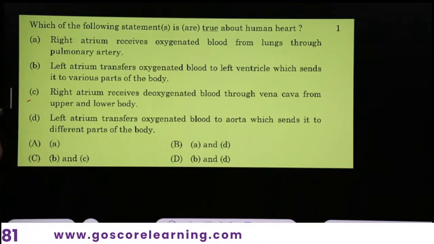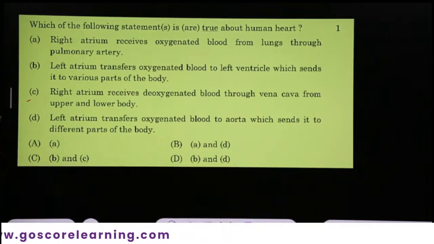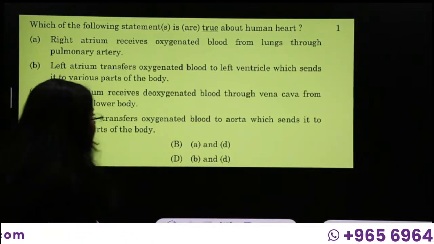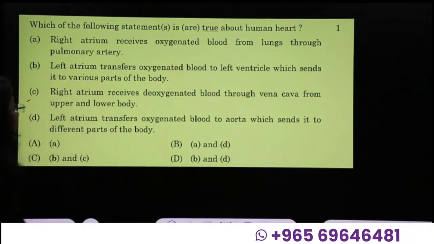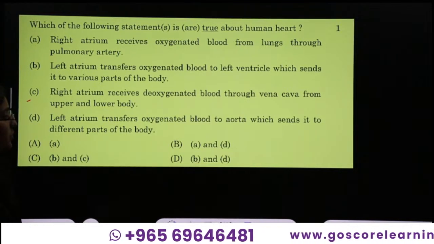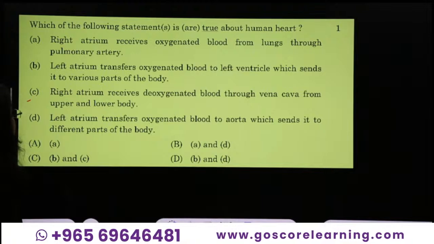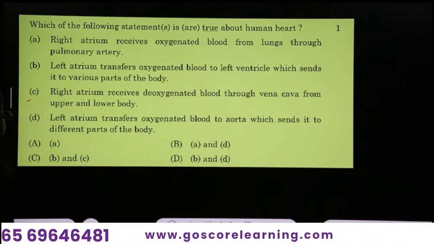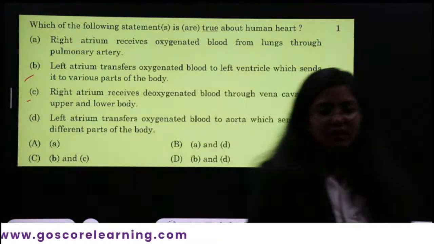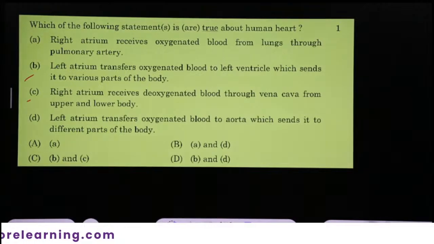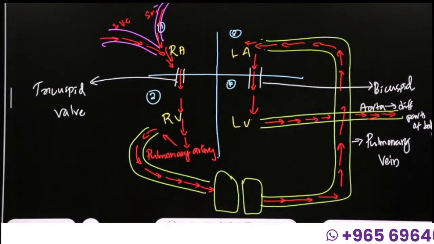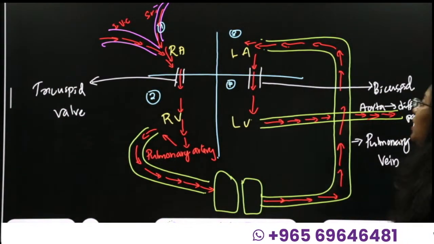Let's see the last statement: left atrium transfers oxygenated blood to aorta, which sends it to different parts of the body. Actually, it is from the left ventricle only that blood moves to the aorta, and then goes to the different parts of the body. So the most accurate answer is that B and C are correct. If you want to do this question, it is very clear that you have to study this. You have to learn this very properly.